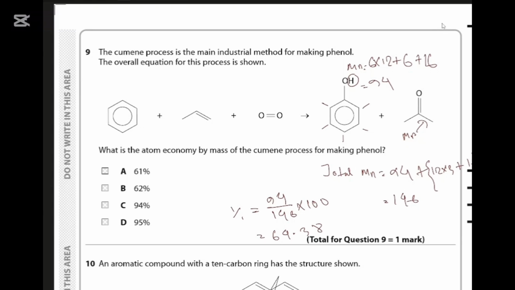Oh, I did not count the hydrogens here. So there are six hydrogens in total. I should add six to it. So 146 plus six is 152. So this should come around at 61.8, which is approximately 61.8%, which is approximately 62%.